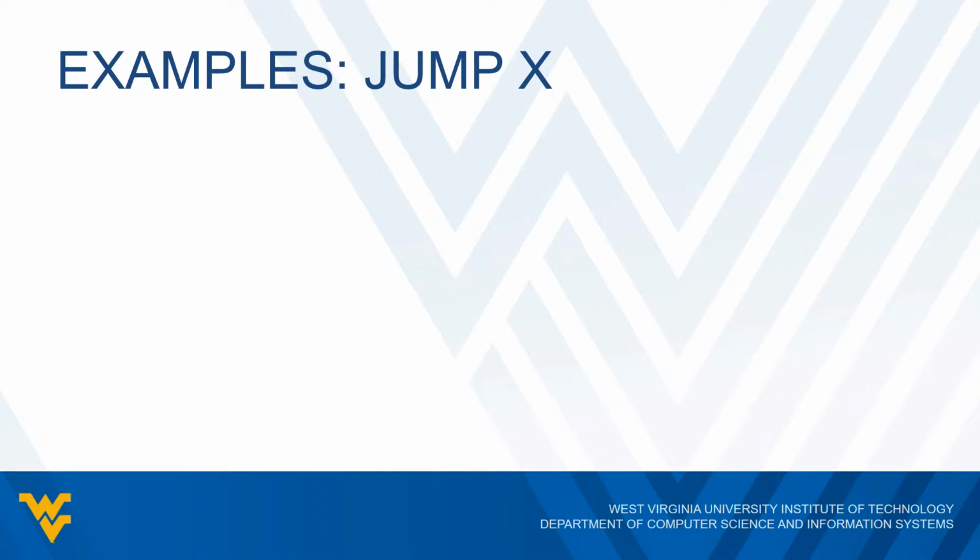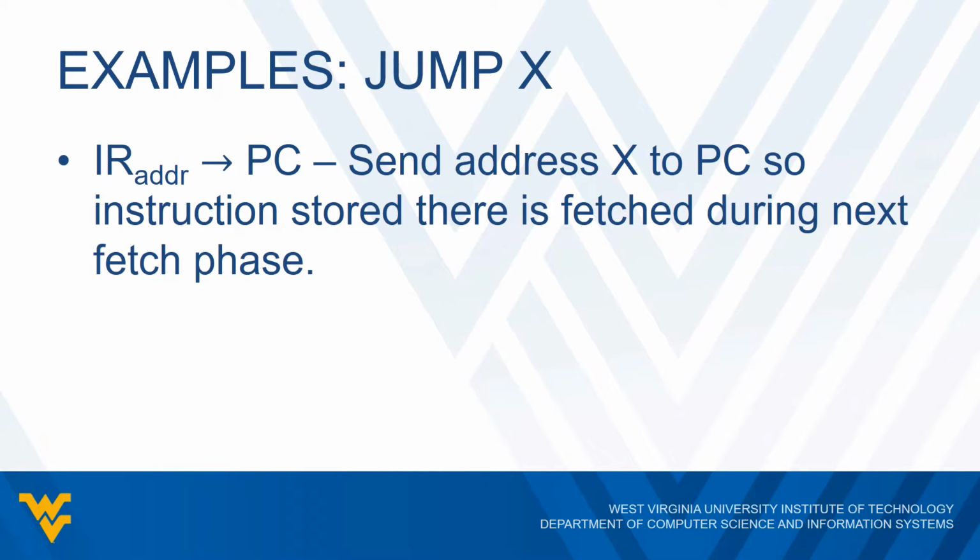We'll next take a look at the jump X instruction, which just means that we're going to jump to the instruction located in memory location X. And this is just a single step. We're going to send the address X to the program counter. That way the instruction stored there is fetched during the next fetch phase. So we're just taking the address field that's in the instruction register and sending that to our program counter. That's all.